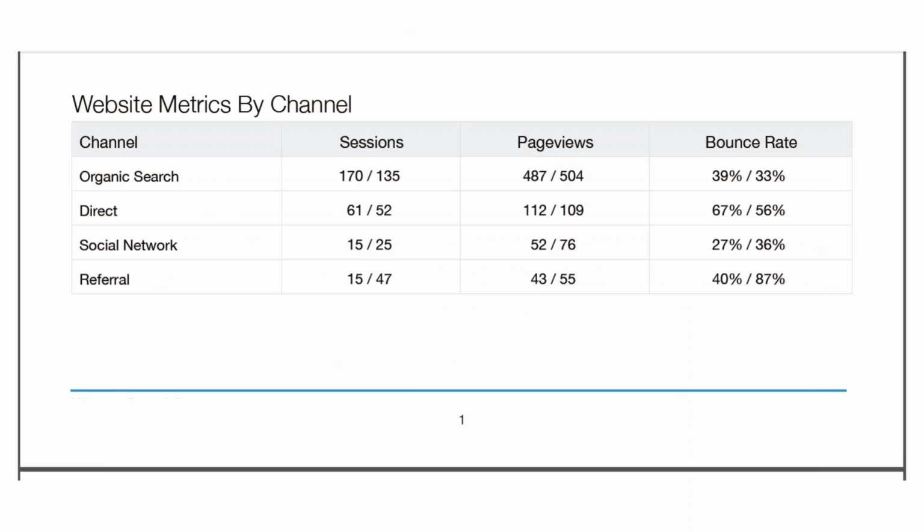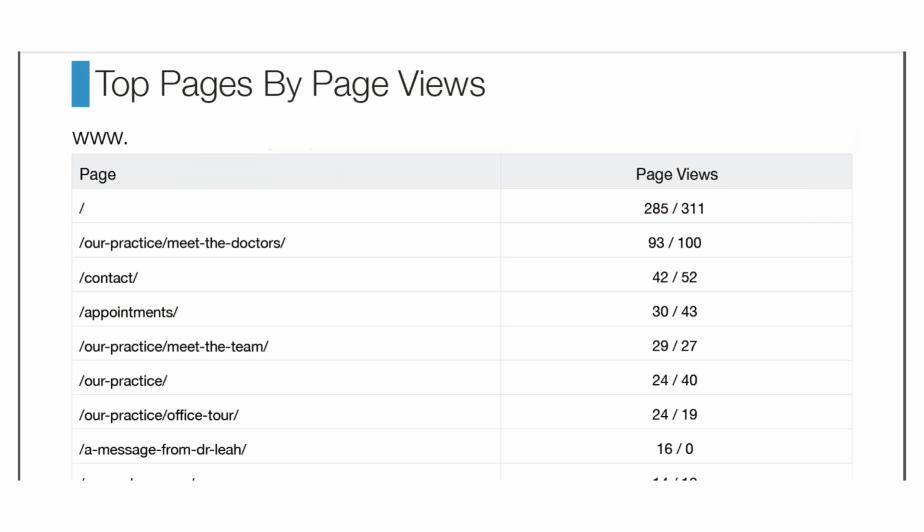Then we can show you how people are coming to your website, whether through organic search or search engine optimization, whether or not they're just typing in your URL directly, or coming through your Facebook page or some other referral site. And then we can show you the top pages. In this particular case, the top page was the home page, Our Practice / Meet the Doctor. So here's someone who's combined those pages. And then third is contact.